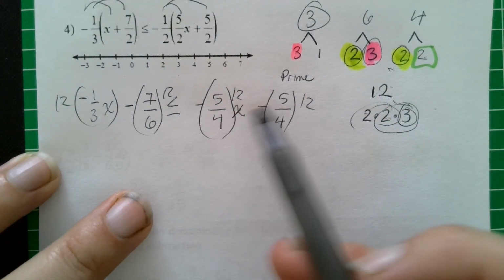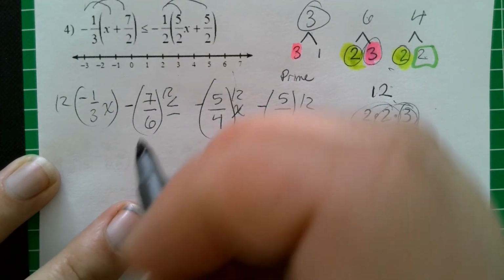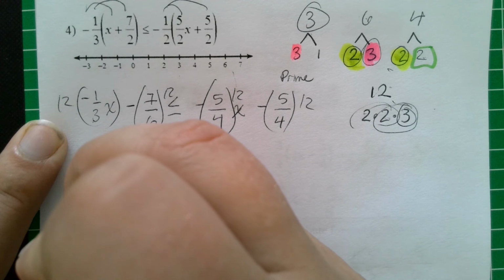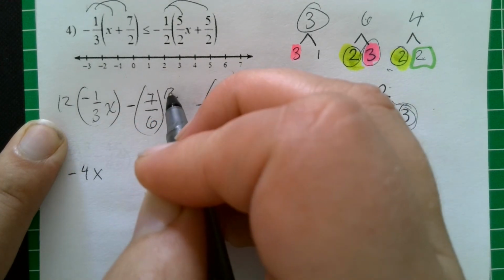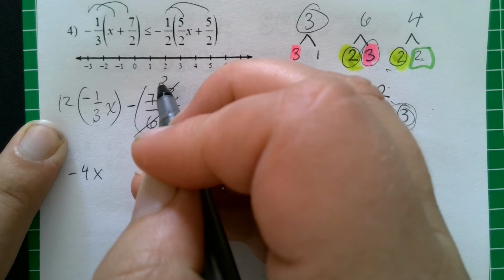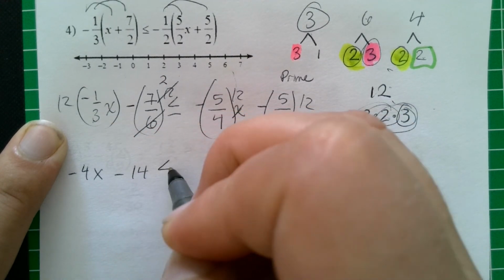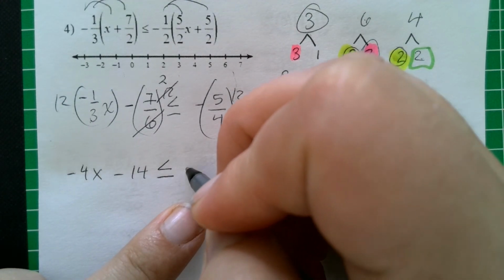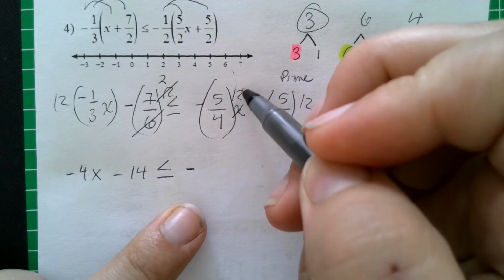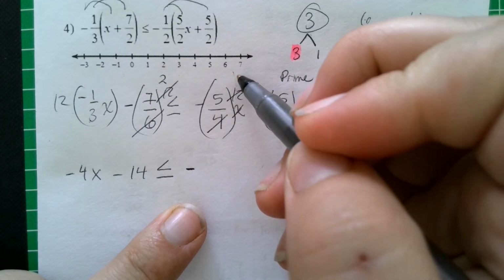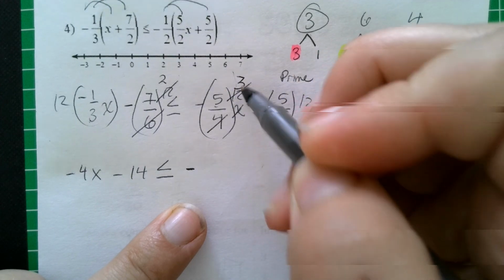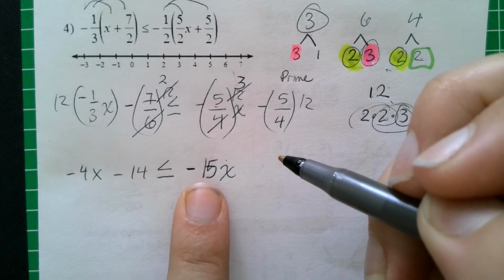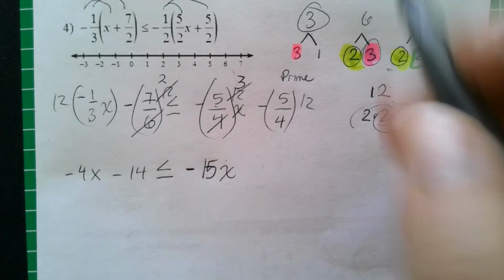Now this is not an exponent. If it was an exponent, it would be higher. What's 12 divided by 3? 4. Yep. What's 12 divided by 6? What's 2 times 7? What's 12 divided by 4? What's 5 times 3? Don't forget it's negative. What's 12 divided by 4?